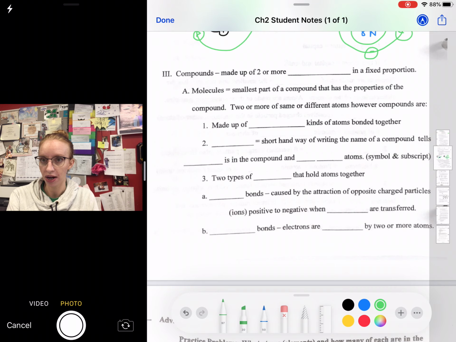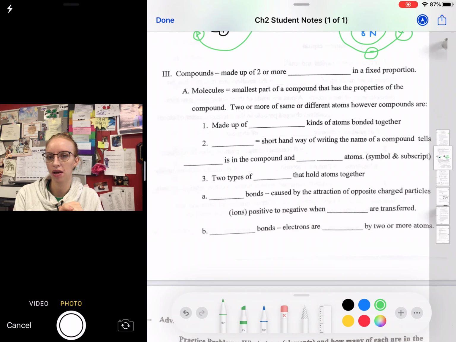You have your ionic bonds, which are caused by the attraction of oppositely charged particles. So electrons are transferred from one atom to another atom, and if you lose electrons, you become positive, because electrons are negative. So you have a positive atom and a negatively charged atom, and they are attracted to each other like magnets. And then you have covalent bonds, where electrons are shared.